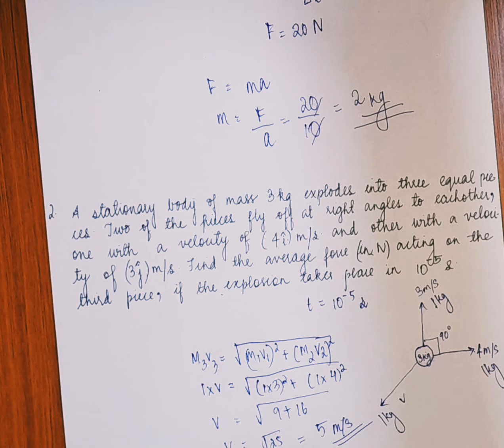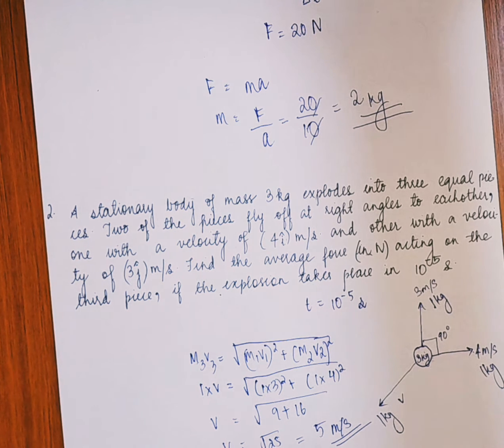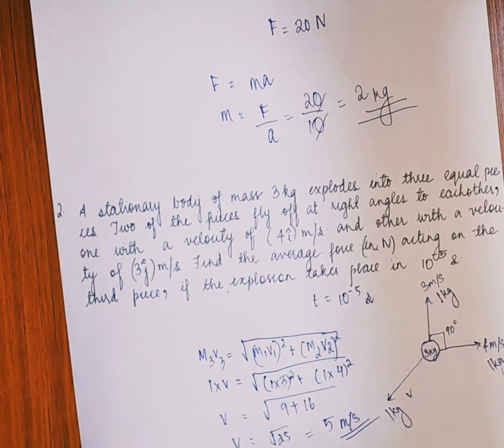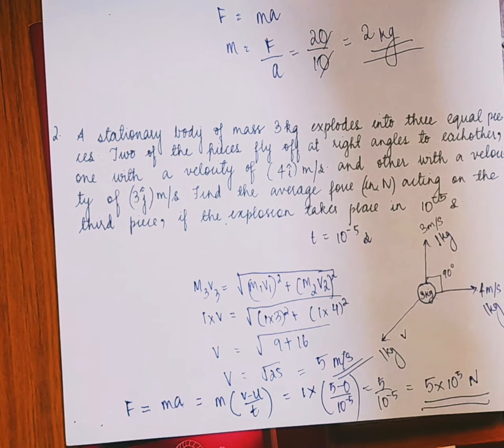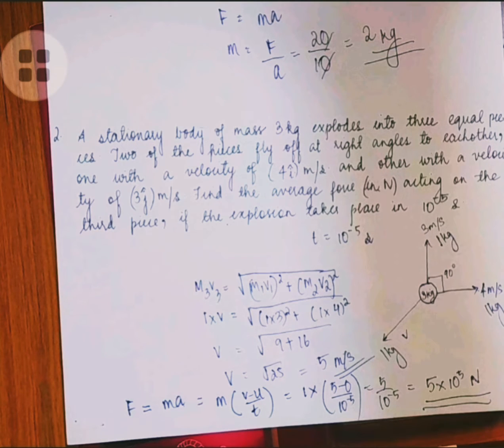Now we have to find the average force acting on the third piece. F equals ma, right? Here we have to find the average force. F equals ma, mass we know it is 1 kg. Acceleration we don't know, so I am writing it in terms of velocity as v minus u by t. v is 5, initial velocity is 0, time is 10 raised to minus 5. On evaluating, we get it to be 5 into 10 raised to 5 Newton. So this is the force acting on the third piece. So this is our answer.